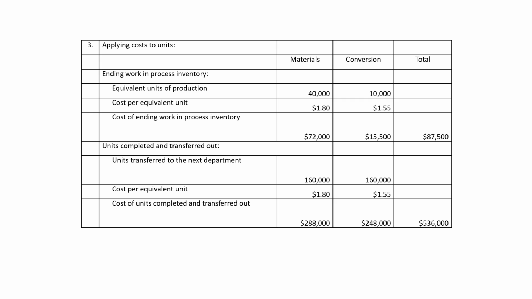The costs related to conversion of the items transferred out and into the next department, 248,000. So add materials plus conversion costs, which remember are direct materials and overhead. All costs are accounted for, $536,000. So that is how we apply the costs to the equivalent units, whether they're still in inventory at the end of the month or if they were transferred out.